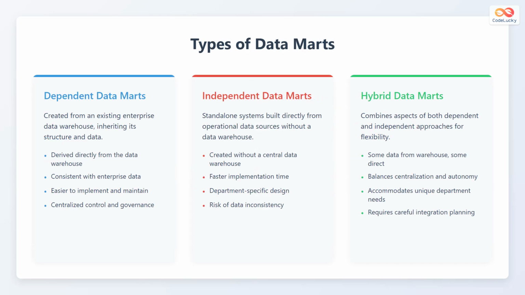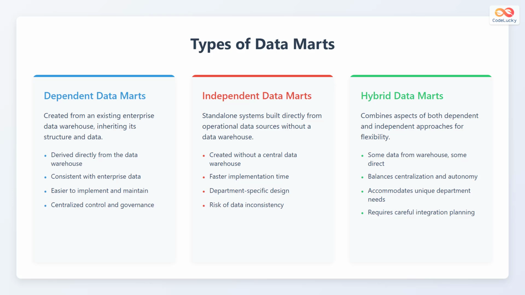There are three main types of data marts: dependent, independent, and hybrid. Dependent data marts are created from an existing enterprise data warehouse, inheriting its structure and data. This type of data mart is derived directly from the data warehouse, consistent with enterprise data, easier to implement and maintain, and provides centralized control and governance.